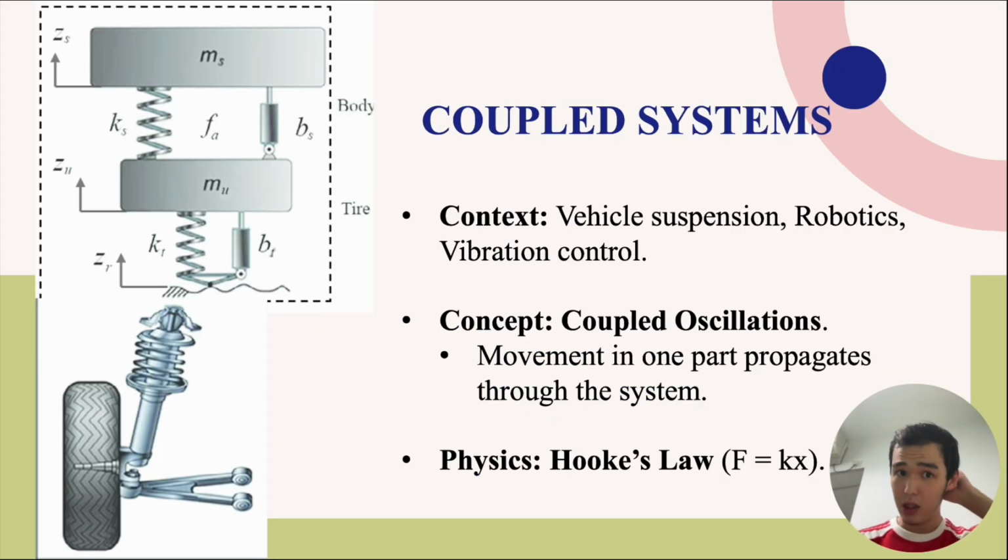Transitioning to mechanical engineering, we encounter dynamic systems such as vehicle suspensions. These are what we call coupled oscillations. Because the components are mechanically linked by springs, movement in one part propagates through the entire system. We cannot calculate the wheels in isolation. We must solve for the system as a unified whole using Hooke's law.